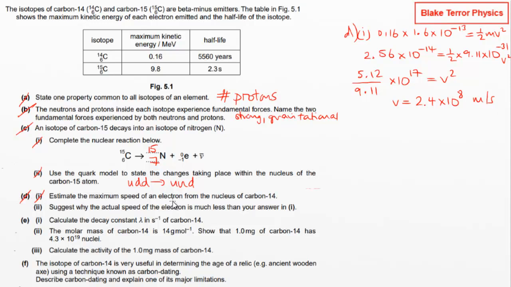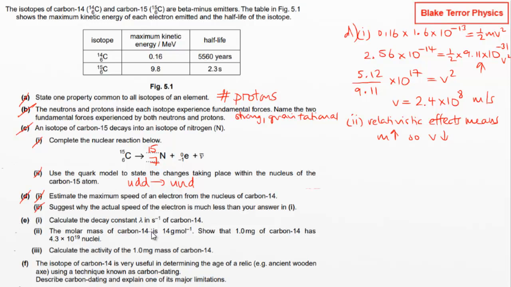Suggest why the actual speed of the electron is much less than your answer. So we've got our usual relativistic effects. Effects means that the mass will be higher. The faster it goes, the greater the mass, so the mass will increase considerably. If the mass has gone up, then our velocity will go down. So v goes down.